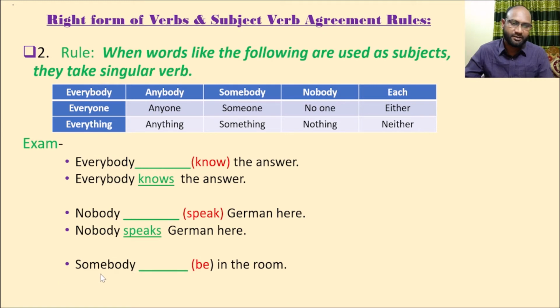Now look at the last example. Somebody dash in the room. We can use here the singular form of verb. Be, we know be equals am, is, or was. According to tense we will use here. If we use past indefinite tense, we will use here was. Somebody was in the room. Here look at the example. Somebody was in the room.